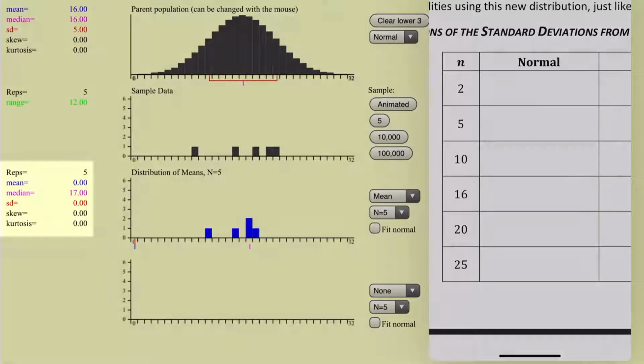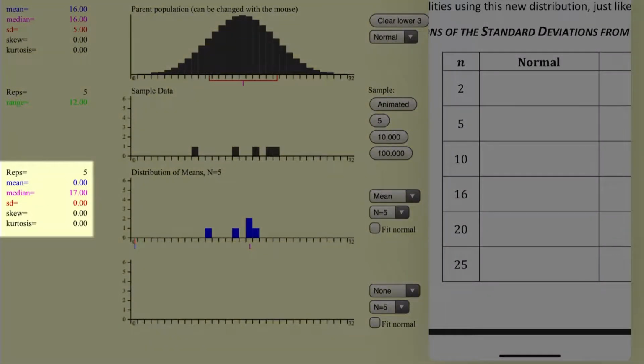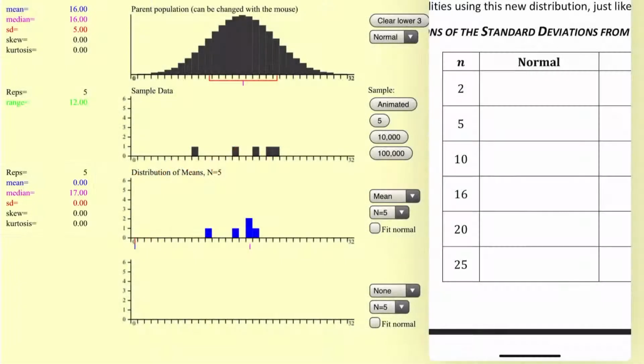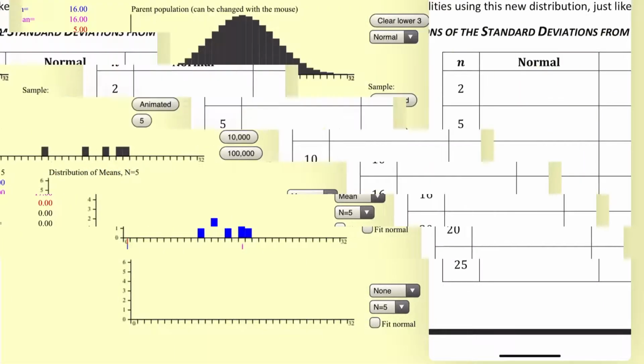If you look to the left, you'll see that I've done this 5 times. It says reps 5. I have a mean of 0, which is actually an error, and a median of 17, and standard deviation of 0. I feel like I should refresh this. This is not working right.